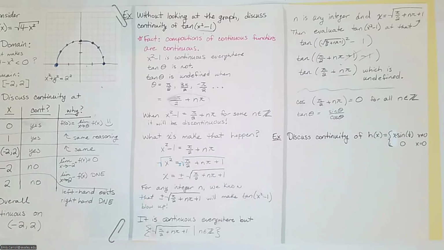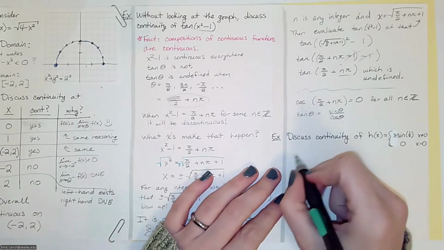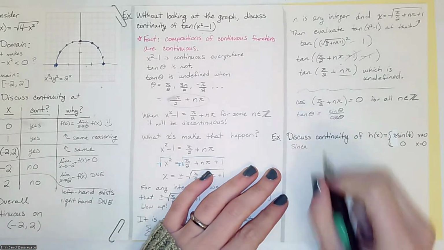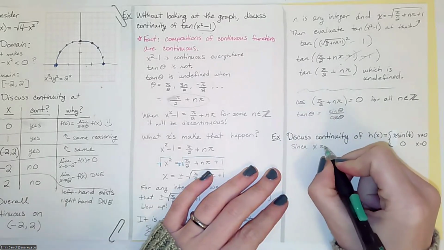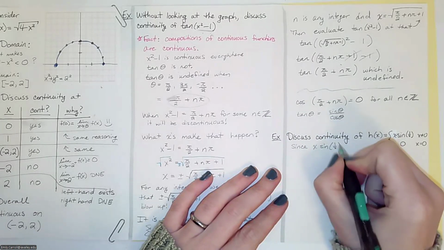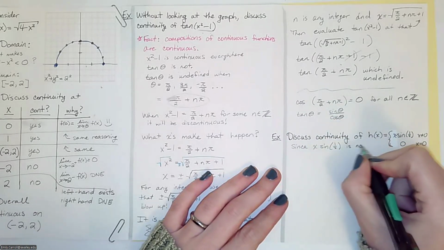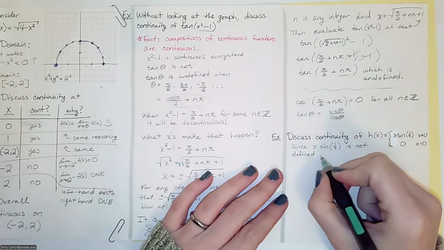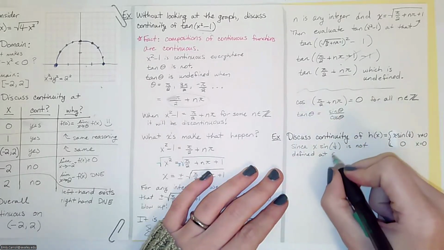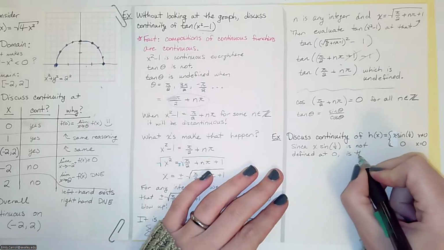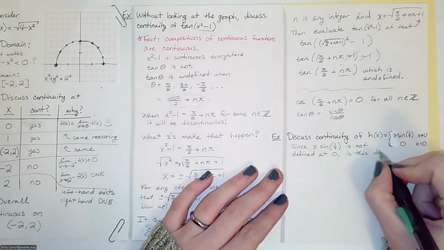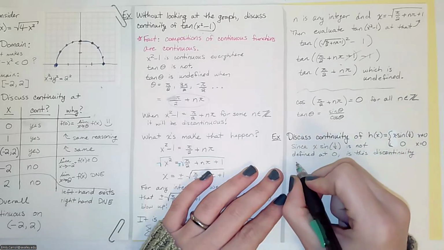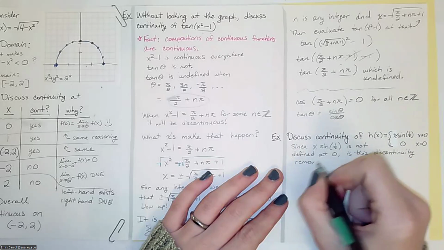The question we're really asking here is, since x sine of 1 over x is not defined at 0, is this discontinuity removable?